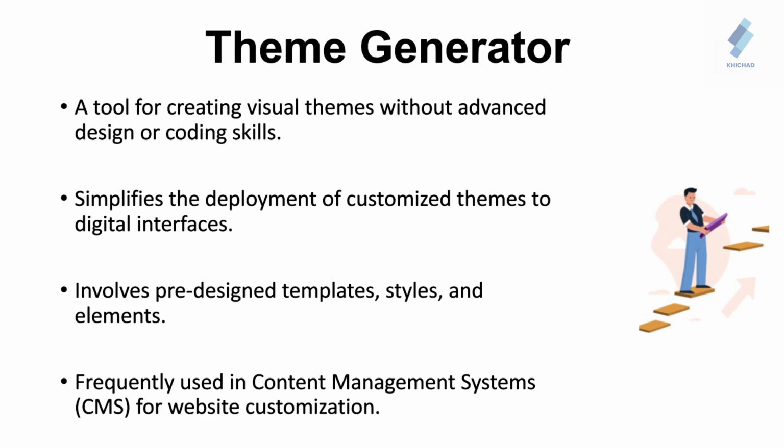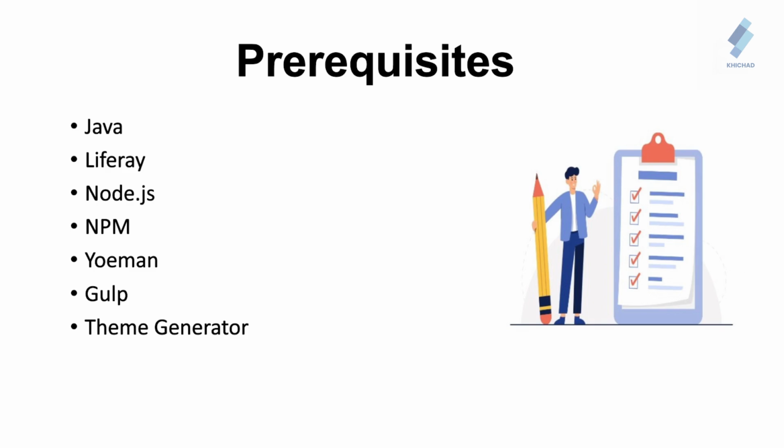Now let's discuss the prerequisites. To create a Liferay theme using the theme generator, we first need to download the necessary tools and follow these software. These software are Java, Liferay, Node.js, NPM, Yeoman, Gulp, and Theme Generator. So let's proceed to the practical part of creating a Liferay theme.